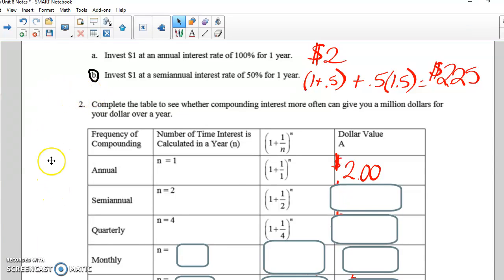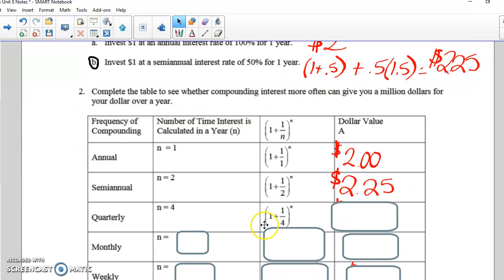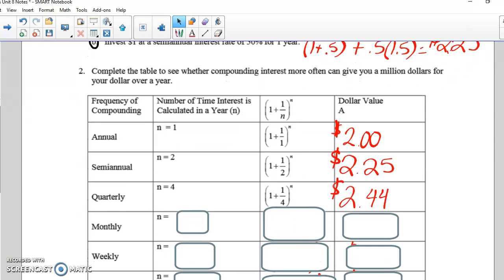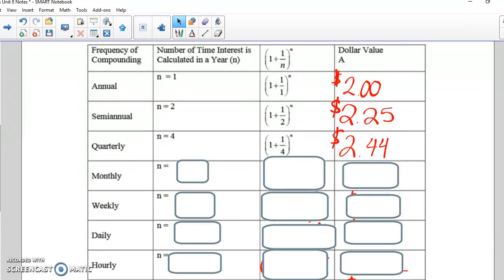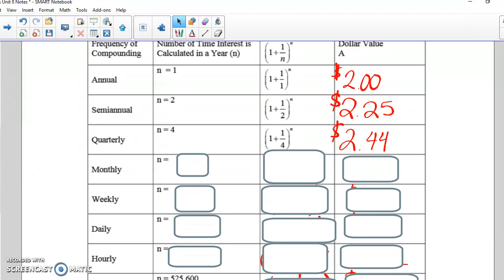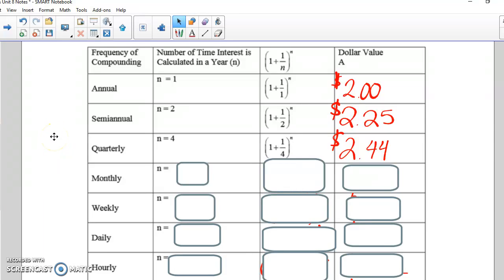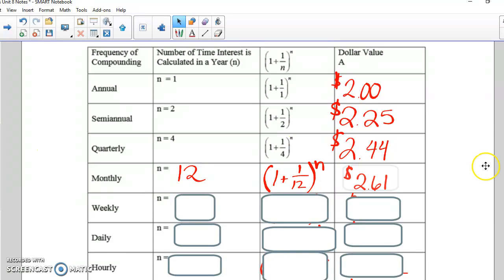Semi-annual, that's what we did with B, and we found that we got $2.25. When it's 4, so we're taking 1 plus 1 over 4 to the 4th power, we end up with $2.44. All right, so let's keep moving on. So monthly, how many times would I be calculating my interest? Well, since there are 12 months in a year, my N is 12. So our equation would be 1 plus 1 over 12 to the nth power. And when we actually calculate that out, we would end with $2.61.